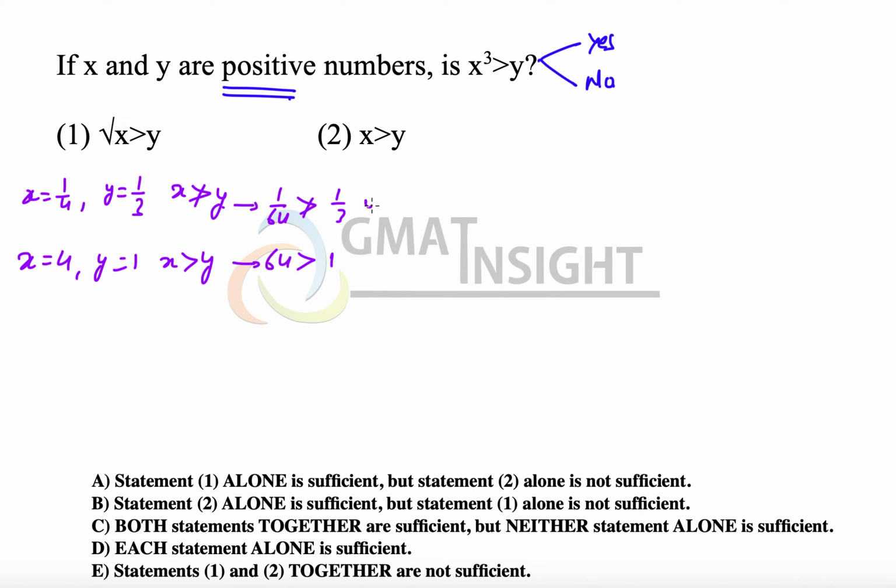and in the second case, 4 to the power 3, that means 64, is greater than 1. So the answer to the question is sometimes no, sometimes yes. Therefore, we say that the first statement alone is not sufficient to answer the question. So we can eliminate option A and option D at this stage.